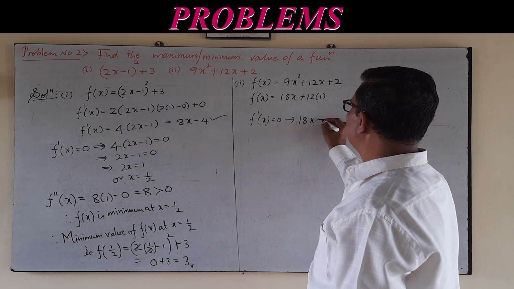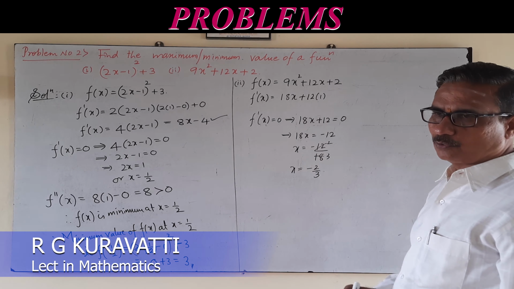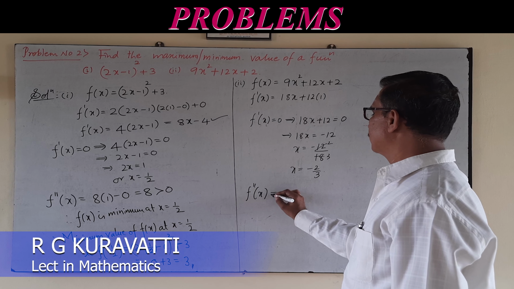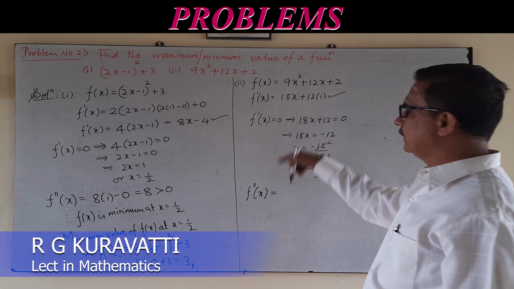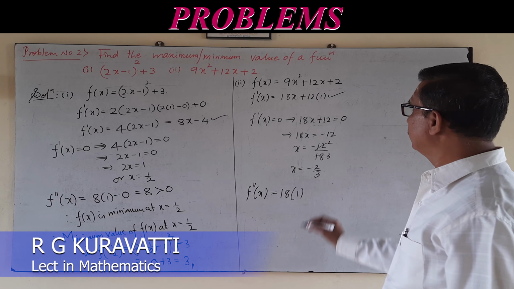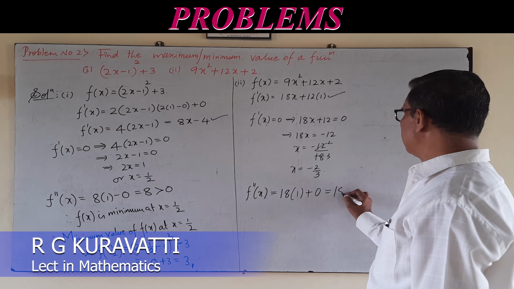Simplify. 18x is equal to minus 12, 12 goes to the right side. Divide by 18. X is equal to minus 12 by 18, that is x is equal to, 6 twos are 12, 6 threes are 18, that is minus 2 by 3. Step number 2: once again differentiate, solve f double dash x. F dash x is there; differentiate it once more. Derivative of 18x is 18 constant, derivative of x with respect to x is 1, plus derivative of 12 is 0. 18 into 1 is 18 plus 0, that is 18.